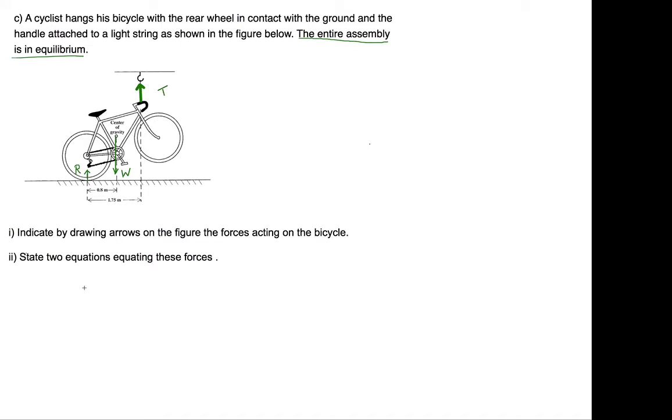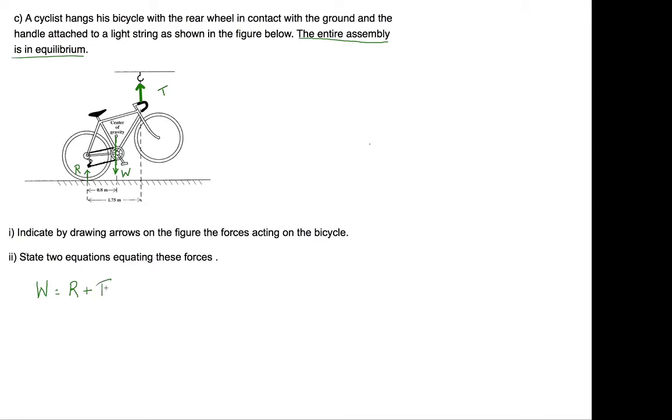So we can use that to write the first equation. So we look for the forces acting in one direction. So the R acts upwards as well as the T. And then the weight acts downwards. So we can write our first equation. We can write that the weight is equal to the reaction plus the tension. Okay, so that's equation 1.